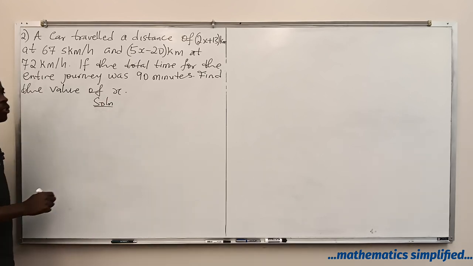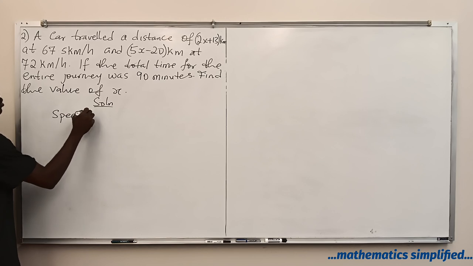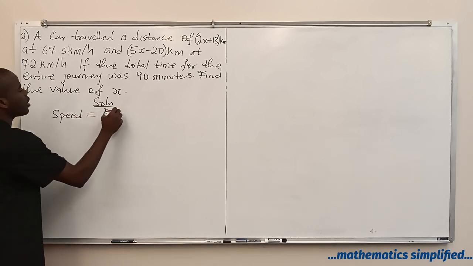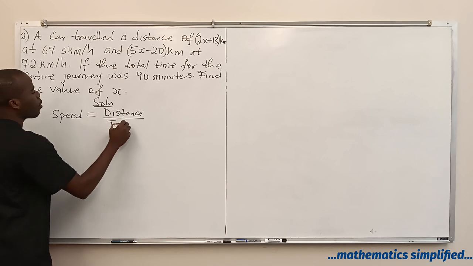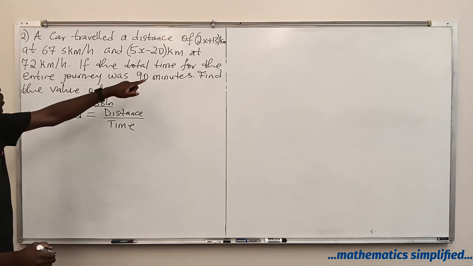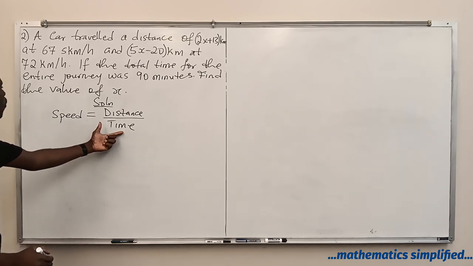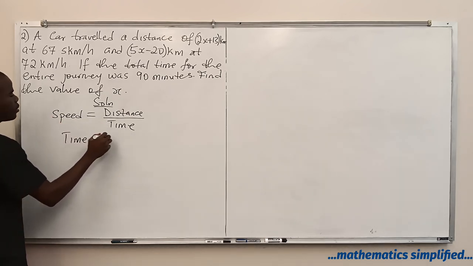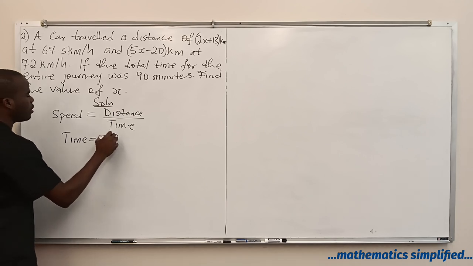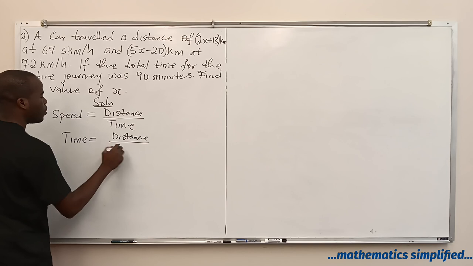The first thing we recall is the formula for speed. Speed is distance over time. Because we are given the total time for the entire journey as 90 minutes, we're going to find the formula for time. From here, we know that time is distance over speed.